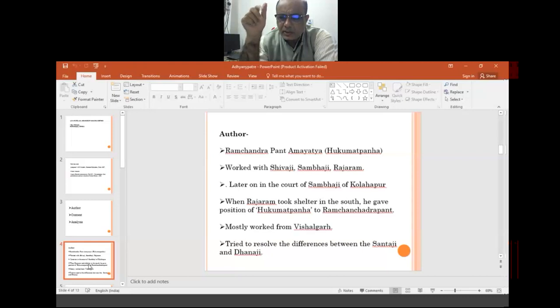Rajaram, the third Chhatrapati after Shivaji and then Sambhaji, when he was attacked by the Mughals at his capital Raigad, took shelter in Jinji. As Jinji is near Chennai, and as he was going away from Maharashtra, he gave the responsibility of conducting operations against the Mughals in Maharashtra to this person, Ramchandra Pant, and he gave him the title Hukumat Panah. Hukumat Panah is like another ruler. And Ramchandra Pant Amatya fulfilled his responsibility very well. He directed operations against the Mughals during that very critical time.